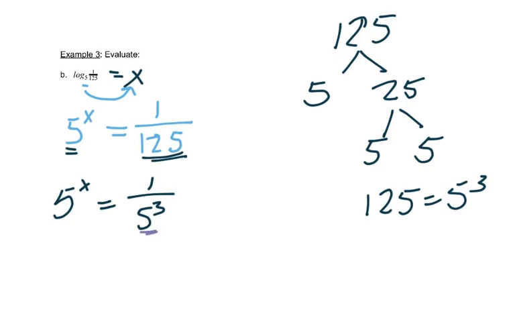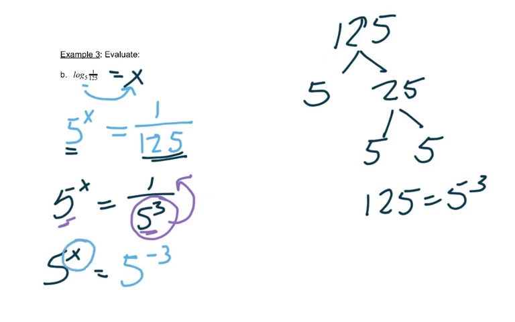We don't want it in the denominator. We want it in the numerator because this side's in the numerator. So that requires you to remember that when you bring a number up from the denominator, it changes the sign of the exponent. So this becomes 5 to the negative 3. And then you can see that the x we're looking for has to be the same as negative 3 because everything else on those two sides match. So we have x equals negative 3, and negative 3 is our final answer.